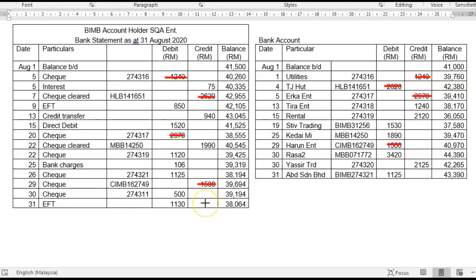Then settled, compare which are the transactions that are already recorded in the bank statement and also recorded in your bank account. So there are lots of differences there in the records. Now the next thing is to prepare your bank reconciliation statement. After you compare this, then you need to do the format.